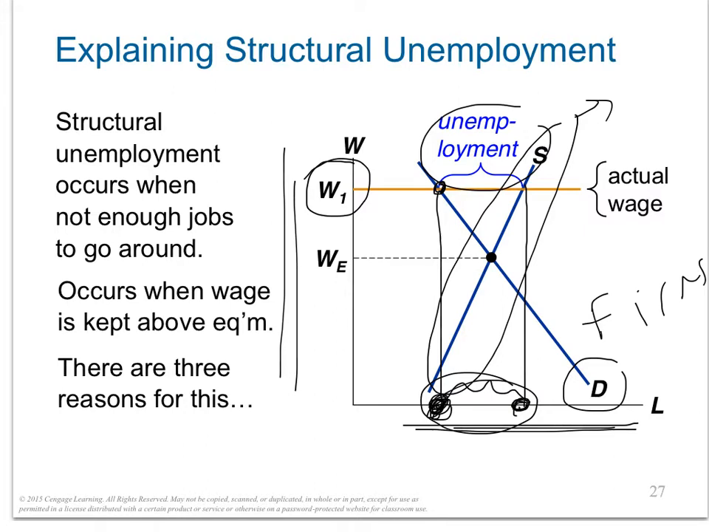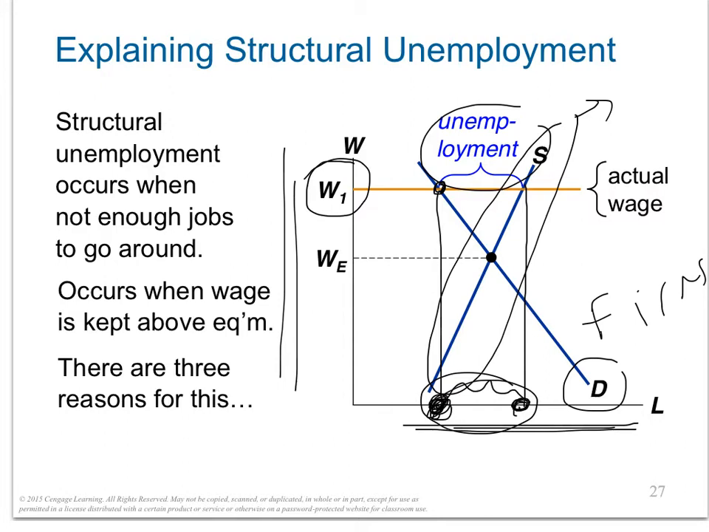So let's remember what structural unemployment is. Structural unemployment occurs when there are not enough jobs to go around, so there are not enough job openings for everybody to find a job. It happens when the wage is kept above the equilibrium. If you let the market forces of supply and demand do the job, there is an equilibrium wage that balances both, resulting in zero unemployment. But there are reasons the wage rate is above the equilibrium, so that there is an imbalance in the labor market.